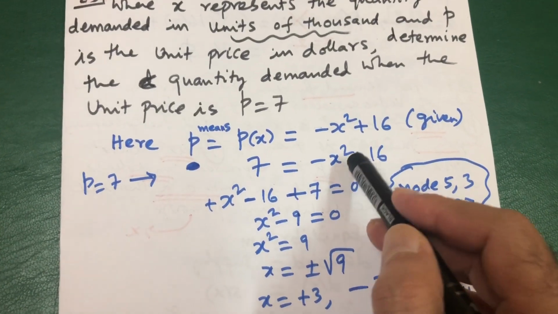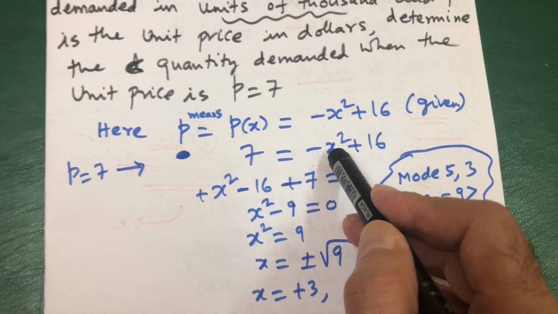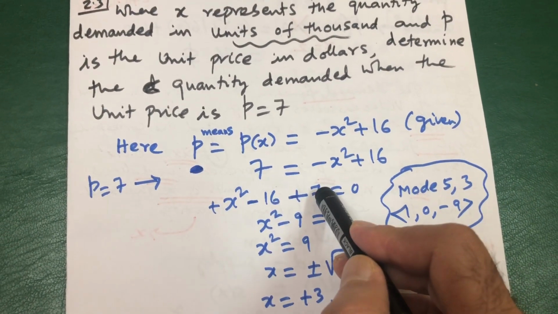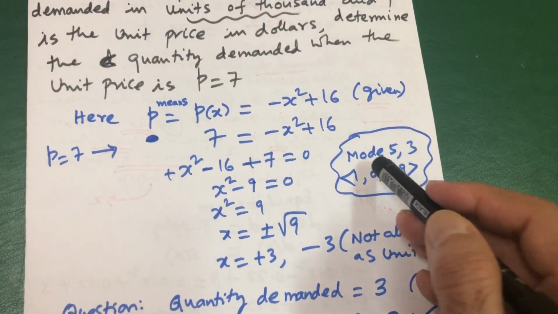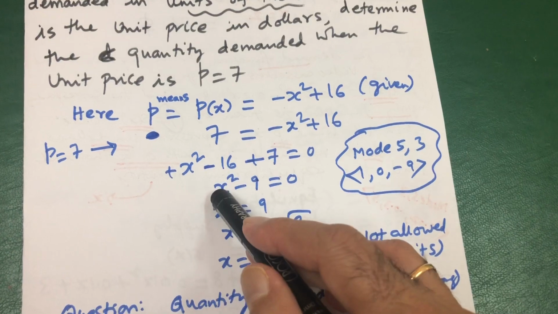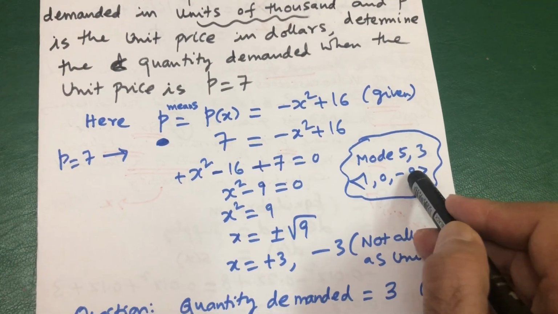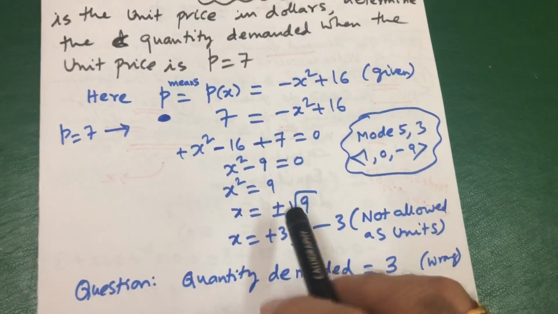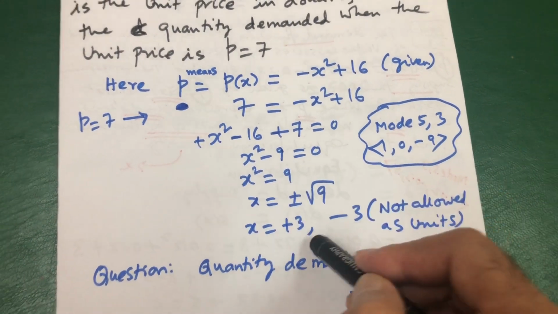Whenever you have x square, what is the rule? Bring everything to the left. Minus x square will become plus x square, plus 16 will become minus 16, plus 7. That is x square minus 9 is equal to 0. Use the calculator: 1, 0 and minus 9 will give you two answers, plus 3 and minus 3. Otherwise, x square is equal to 9, that is x is equal to root 9, which is plus 3 and minus 3.